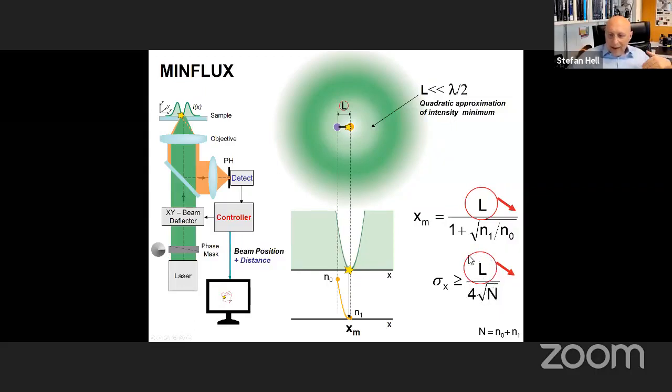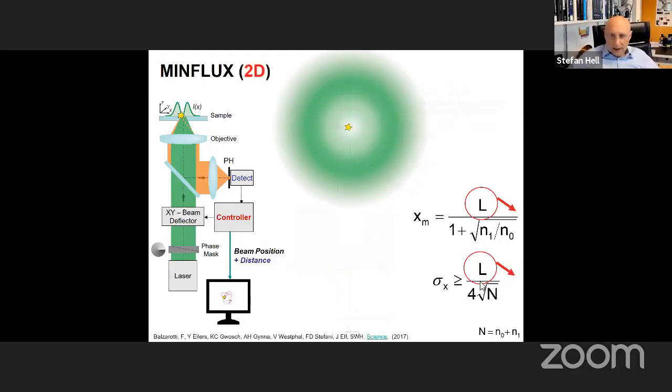So you have a linear dependence, of course, not a square root dependence, meaning that the handle to reduce the number of total photons in order to find out where the molecule is, is, of course, to reduce the L, or in other words, to bring the zero as close as possible to the molecule, because the closer you bring it, the fewer photons you need. So this is just another way of explaining why it's better to bring the zero close to the molecule than waiting for more photons. The closer it is, the fewer photons you will need.